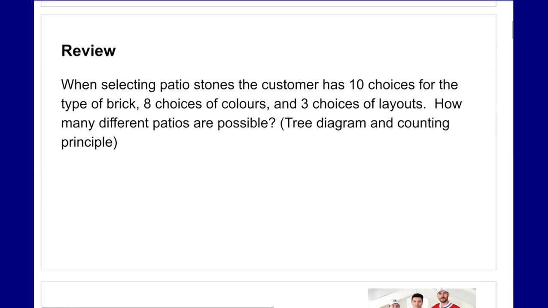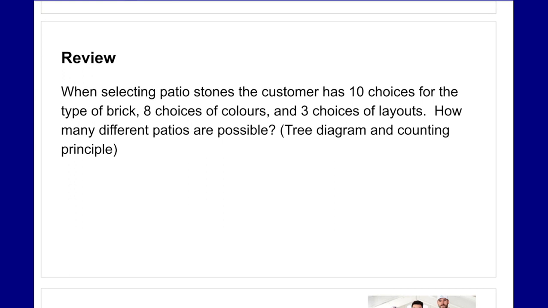So let's review. On selecting patio stones, the customer has 10 choices for the type of brick, 8 choices of color, and 3 choices of layout. How many different patios are possible? So you can use a tree diagram and the counting principle. Again, this one I'm not going to pause the video because these are relatively quick. I will let you try the tree diagram on your own.